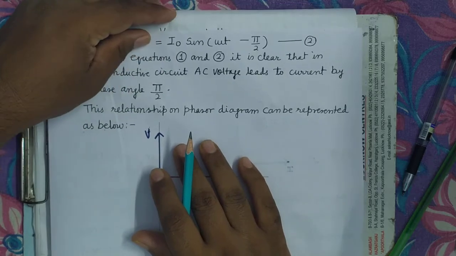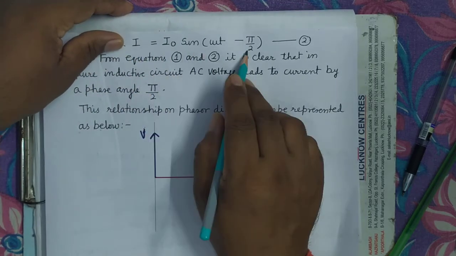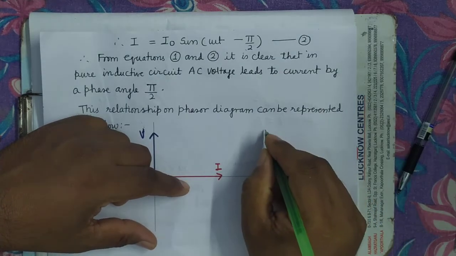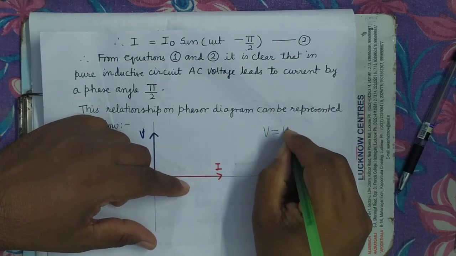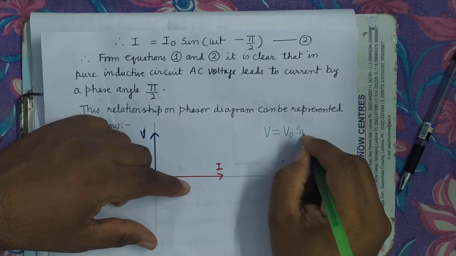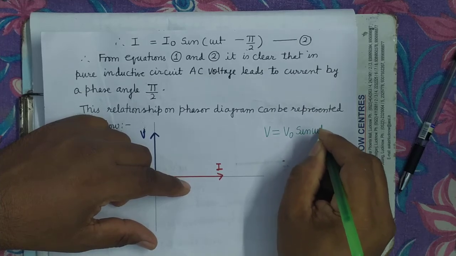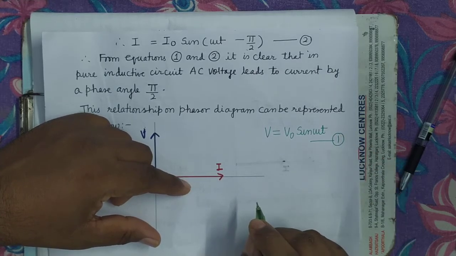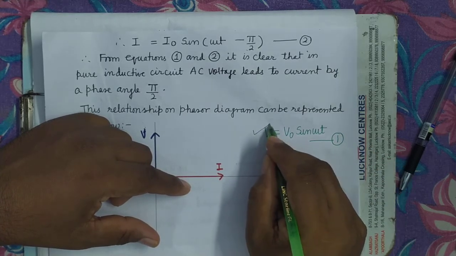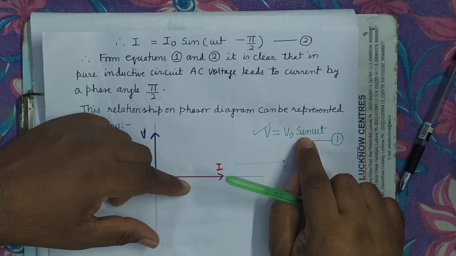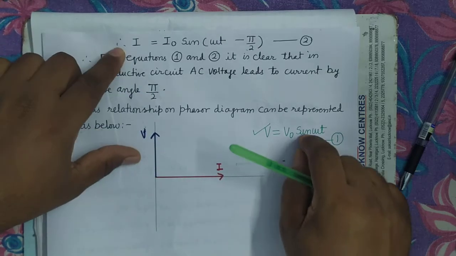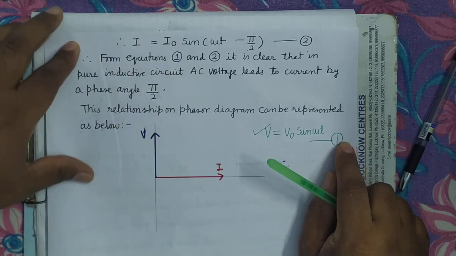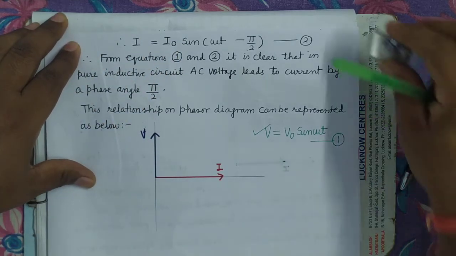Now all of you see here. The expression of the current is this, while the expression of the voltage was V equals V naught sine omega t from equation 1. When you apply this voltage across a pure inductive circuit, the current at any instant will be given by I equals I naught sine omega t minus pi by 2.